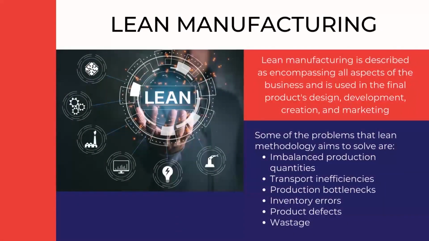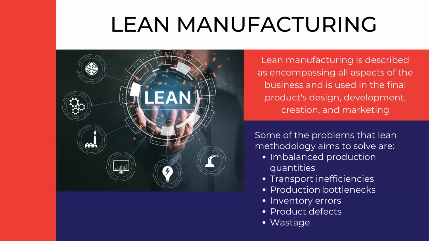Next, the third approach is lean manufacturing. Lean manufacturing depends on the Toyota production system first developed for the Toyota company. It's described as encompassing all aspects of the business and is used in the final product's design, development, creation, and marketing. Lean manufacturing also provides guidelines on support and management activities such as quality assurance and monitoring, human resource management, and accounting. Some of the problems that Lean methodology aims to solve are imbalanced production quantities, transport inefficiencies, production bottlenecks, inventory errors, product defects, and wastage.